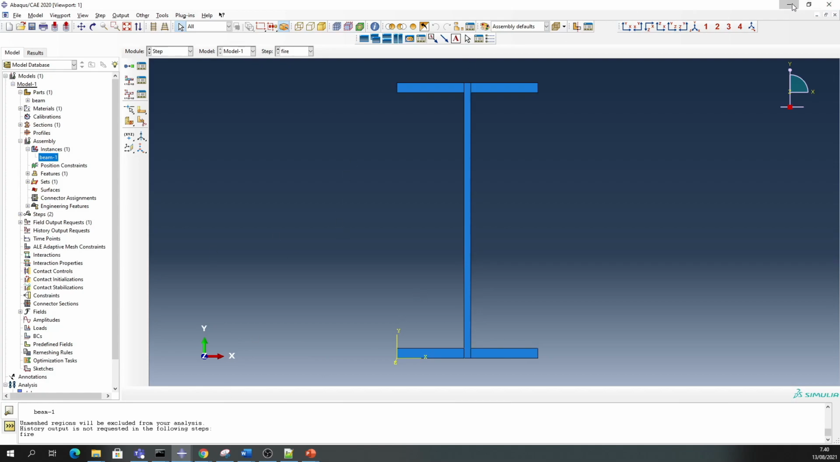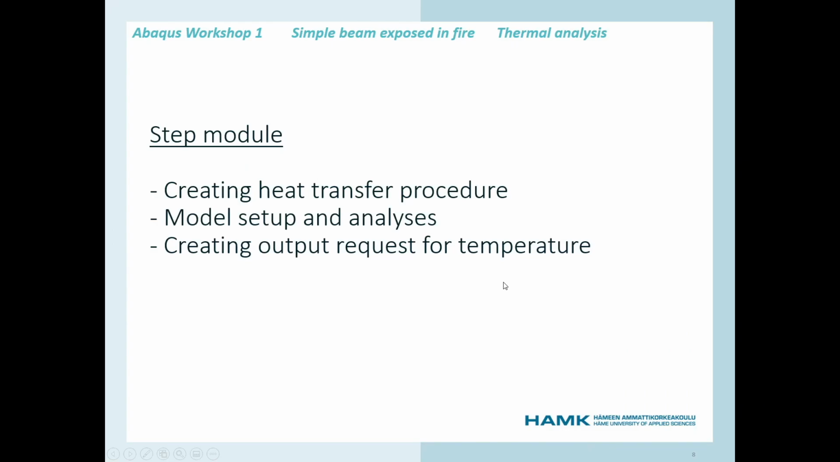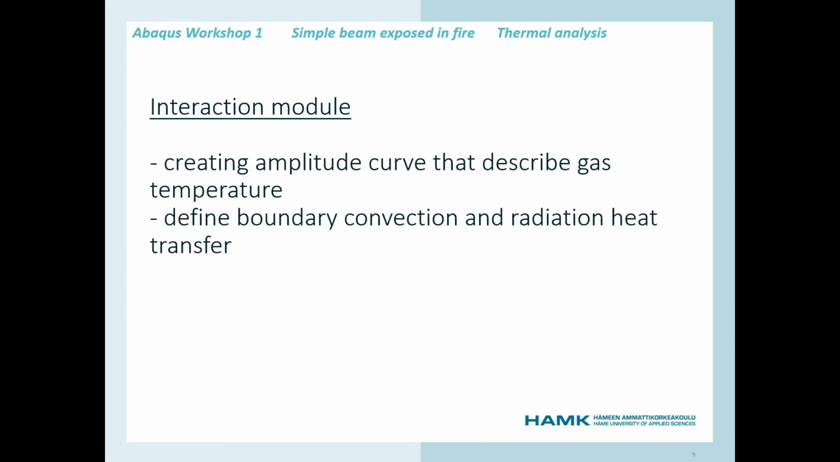So we have created this step module, and now the next one is the interaction module. In this module we are applying the boundary conditions for the convection and the radiation heat transfer. The convection and the radiation due to fire are applied as a temperature boundary condition, with the amplitude curve that describes the gas temperatures. So in order to proceed with that, first we have to know how to create the temperature curve.